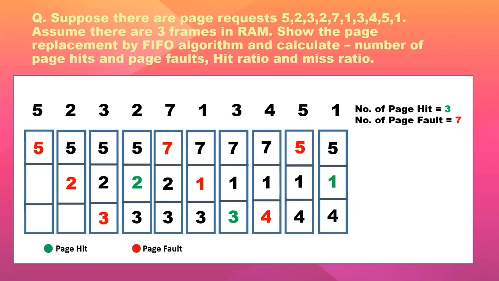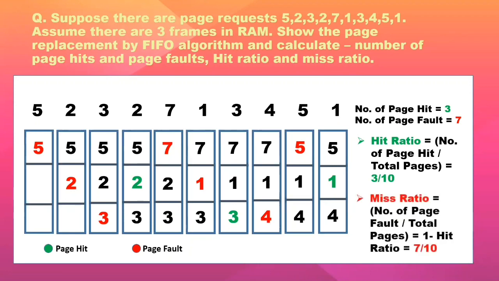Now what is hit ratio and miss ratio? How to calculate it? So hit ratio means number of page hit divided by total pages. So that is 3 by 10. And what is miss ratio? Miss ratio means number of page fault divided by total pages. That is also calculated by 1 minus hit ratio, and that is 7 by 10. So that's all about FIFO page replacement algorithm.